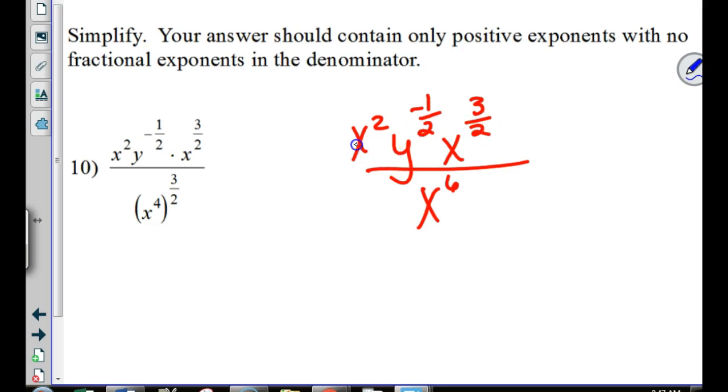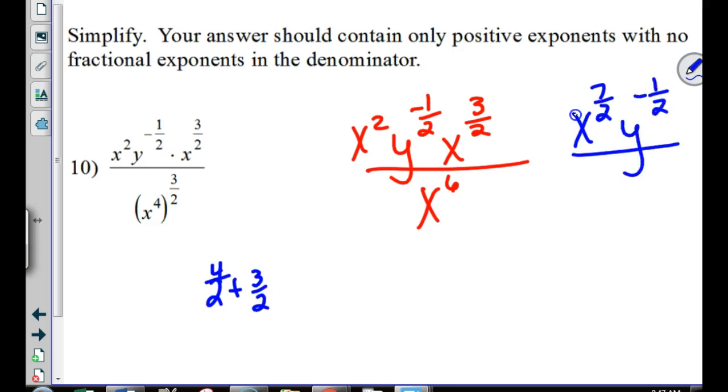Okay, so add those. So 2 plus 3/2 would be 4/2 plus 3/2, which is 7/2. Did someone get that? 7/2 y to the -1/2 and x to the 6th. Okay. Now what?